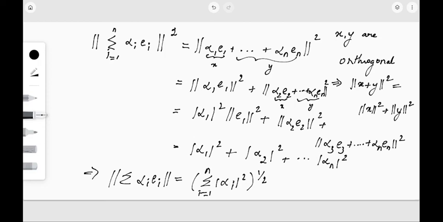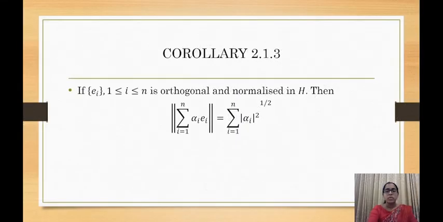We just had to apply the Pythagorean law again and again. That is how we can prove our corollary 2.1.3.